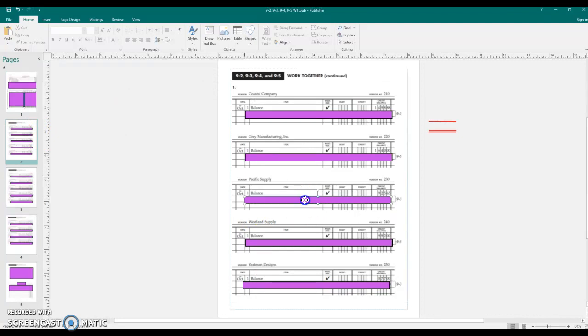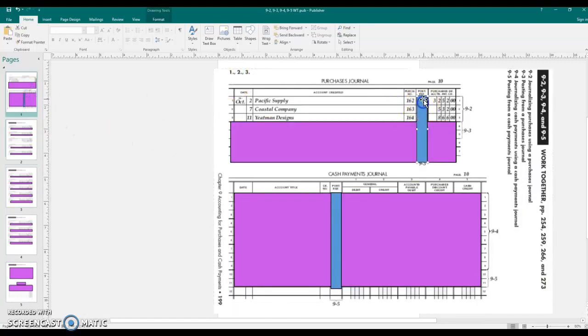So Pacific Supply, date is October 2nd, post reference is P10. Why is it P? Because of the purchase journal. You're going to have different journals now, and this is the first one you're learning. Purchase journal P10, credit $3,252, credit balance. We then take our vendor number 230 over here and post reference.